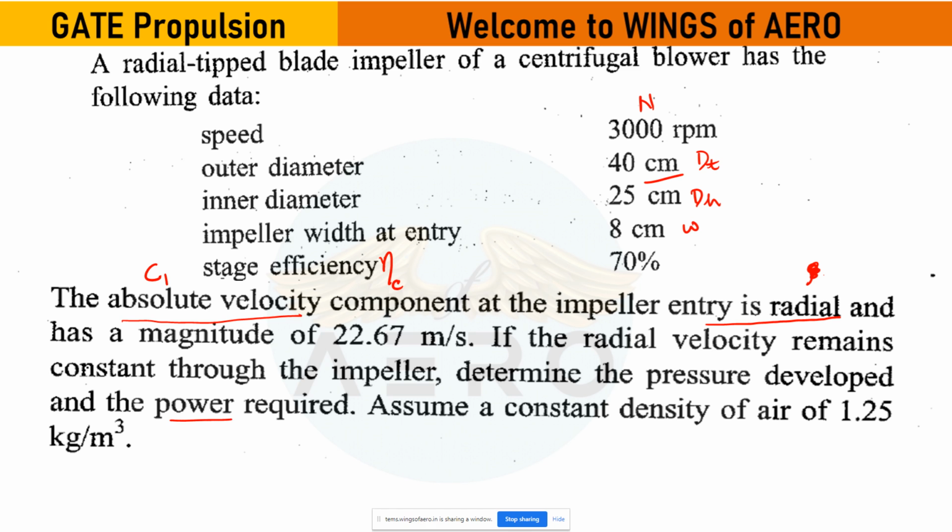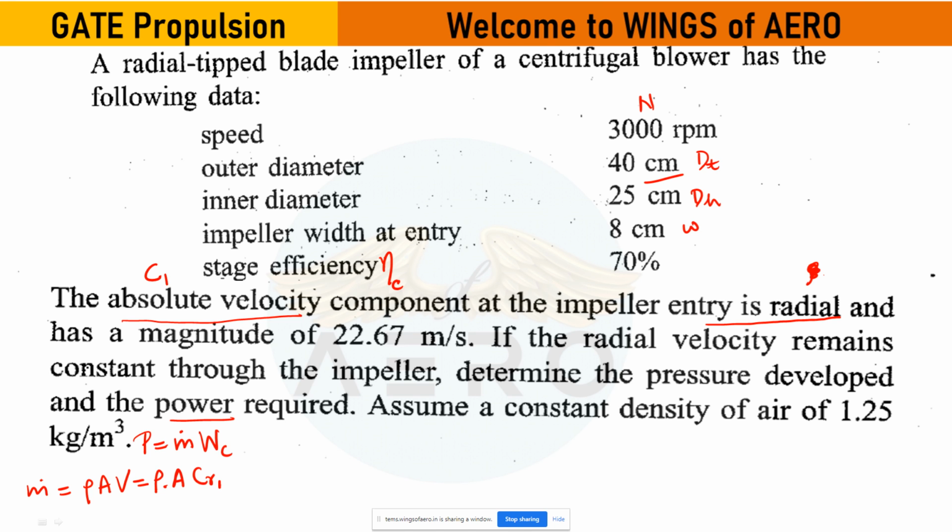Now what is the power? Let's start with the power. Power equals mass flow rate into work done. How to find mass flow rate? Mass flow rate we can find as rho A V. Using this relation, again what will be the V? Rho A, this will be the equation to find it.